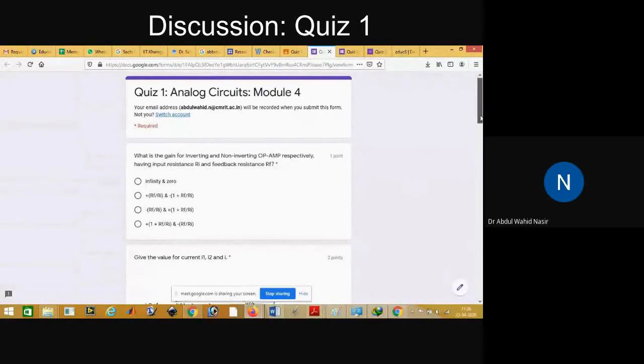So again, I will discuss the problem for quiz 1. So first thing is, what is the gain for inverting and non-inverting op-amp respectively? We know that the gain for the inverting is minus RF by R1, and for non-inverting is plus RF by R1. So this option, third option, is correct. Clear?